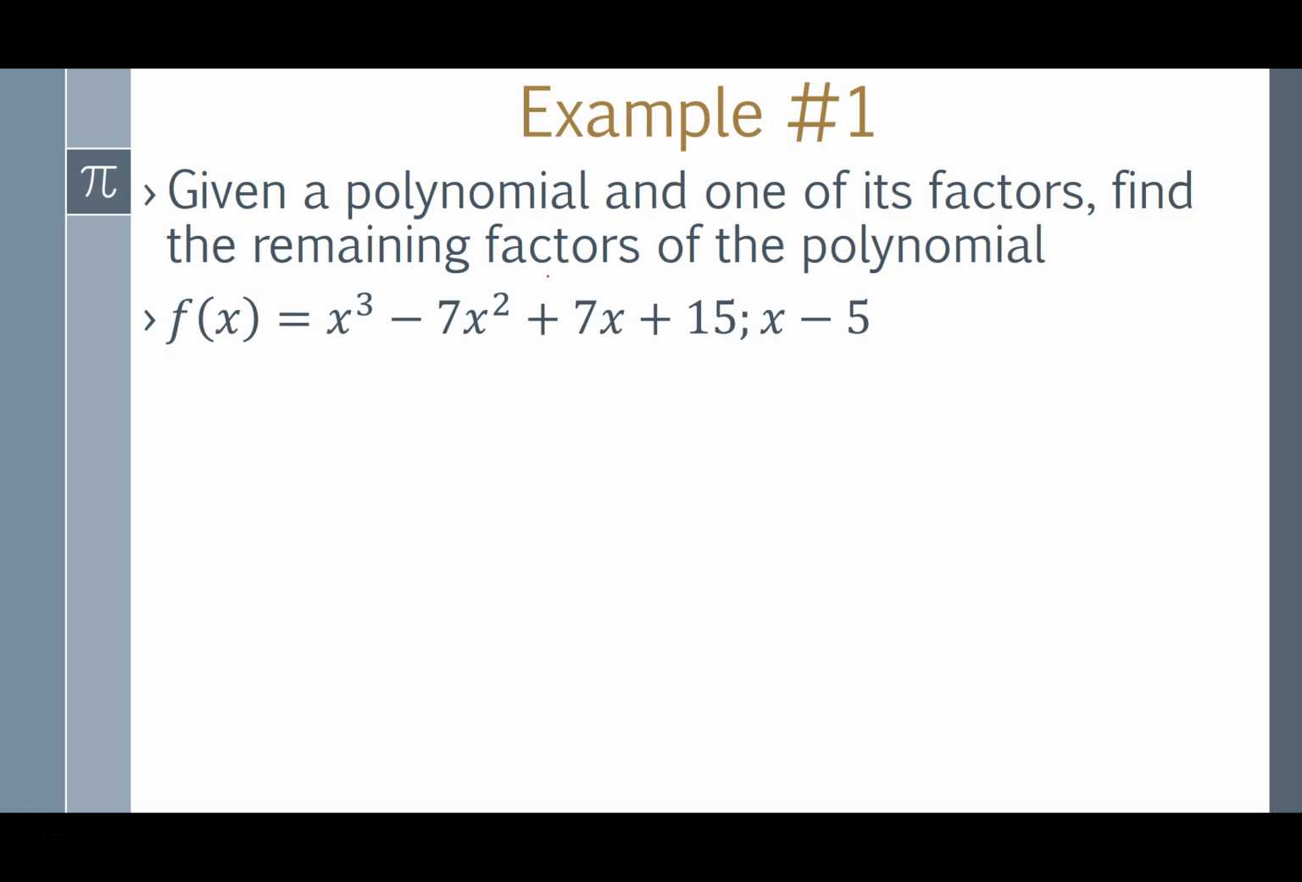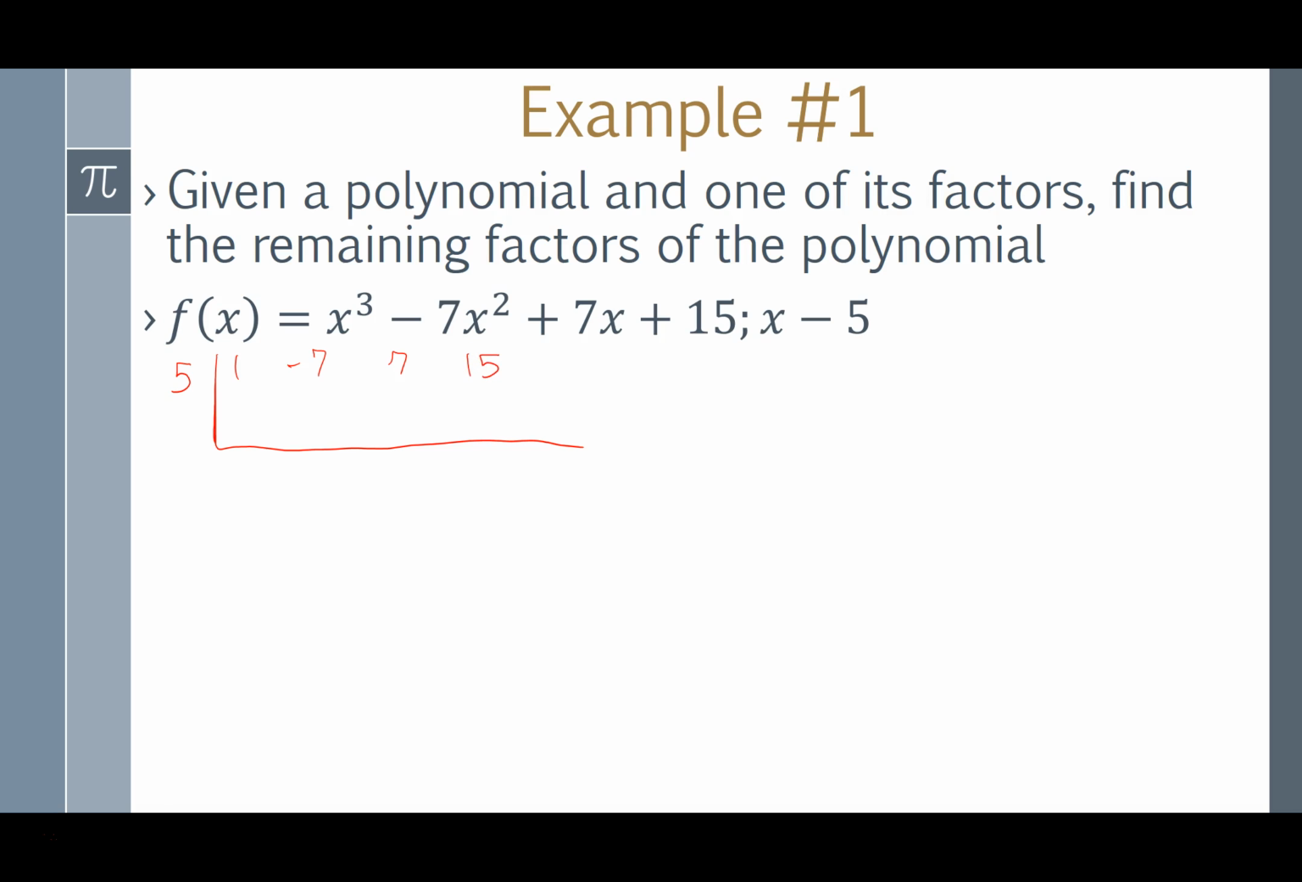So we have this right here. We're given a polynomial function, x cubed minus 7x squared plus 7x plus 15. We're told x minus 5 is a factor. So we want to use this factor to first prove it's a factor by getting a remainder of 0, and then from there finding the remaining factors. So for problems like this, if you don't get a remainder of 0, that should be a sign that you set it up incorrectly. So, since it's x minus 5, there'll be a 5 on the outside of our bracket. And then we have 1, negative 7, 7, and 15 on the inside.